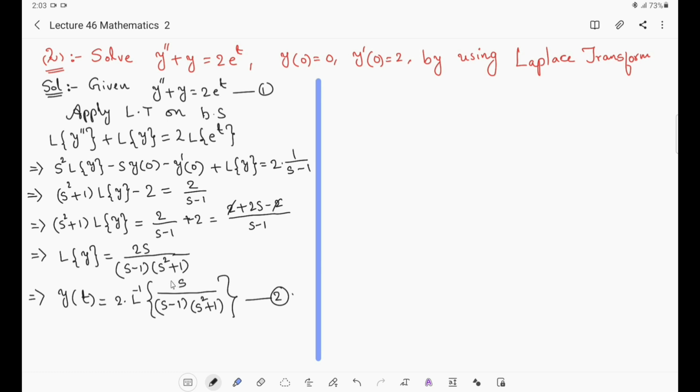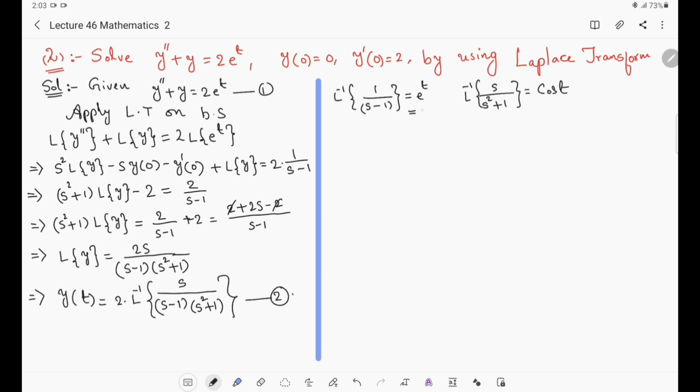First function I will consider as 1 by s minus 1. Another function I will consider as s by s square plus 1. So write those two functions. First one is 1 by s minus 1. Another one is s by s square plus 1. Now the Laplace inverse of 1 by s minus 1 is given by e power t, and the Laplace inverse of s by s square plus 1 is given by cos at. A is 1 now, so cos t.